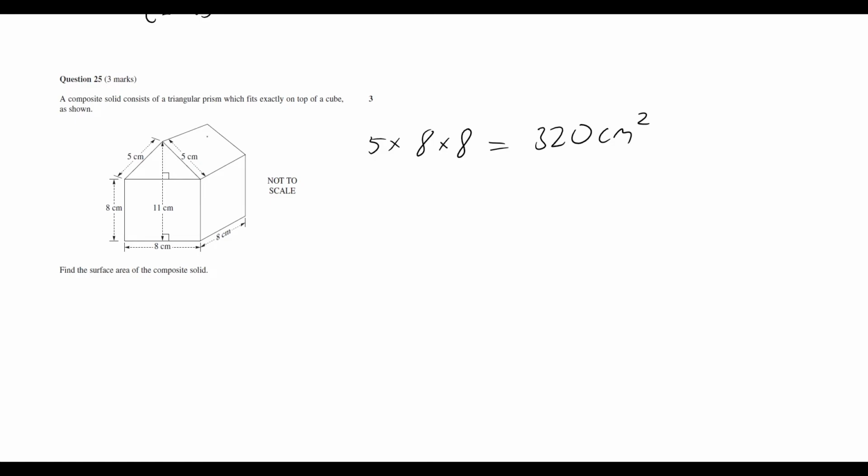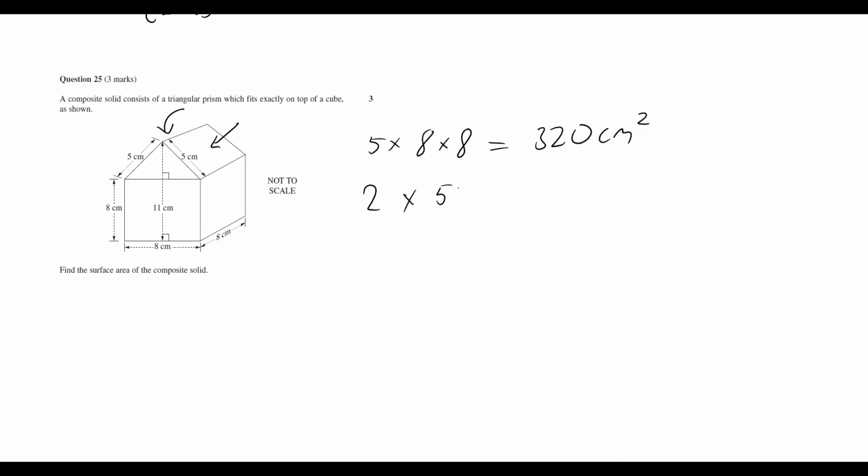Now let's look at the 2 different rectangular sections on this triangle. So this side here, and then on the other side there where we can't quite see. So we have 2 of that same shape. And what's the area of that rectangle there? So it has a width of 5 and it has a length of 8.